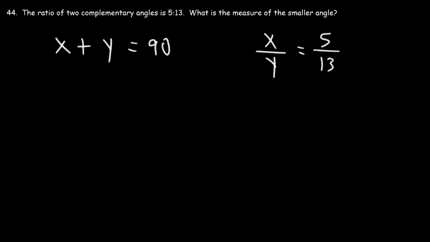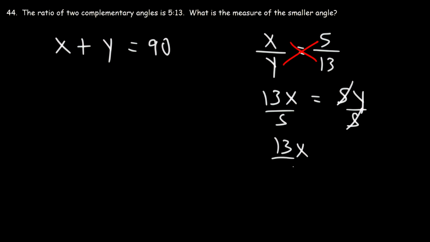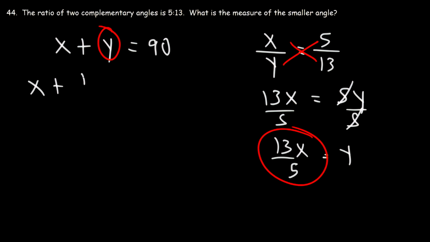So now we need to solve for x. So what do you think we need to do? In the second equation, let's cross multiply. So we're going to have 13x is equal to 5y. Dividing both sides by 5, we can get an expression for y. So y is going to be 13x over 5. Now what we're going to do is we're going to replace y in the first equation with 13x over 5. So it's x plus 13 over 5 times x is equal to 90.